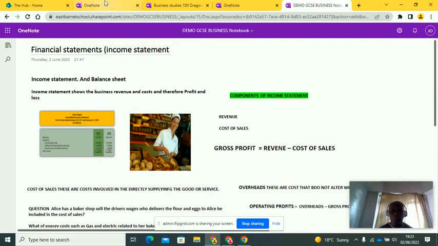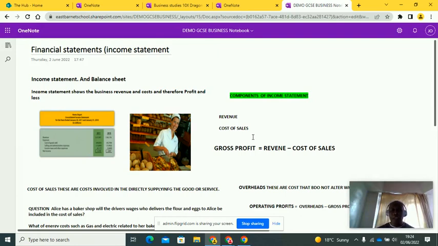So the most important thing we need to start knowing is revenue. What is revenue, guys? Think about what is revenue. Say it now. What is revenue? Quantity times price. Hopefully you remember that. Quantity times price. Remember, revenue is not profit. It's just the quantity times price.